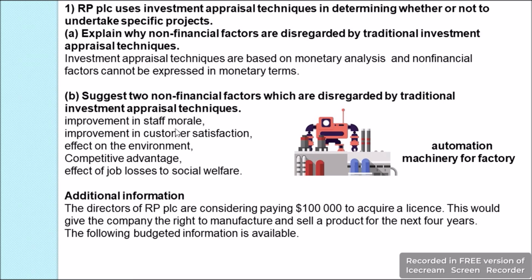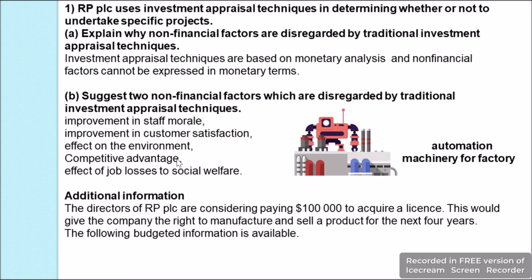However, employees usually resist change, which may lead to demotivation, which may not be regarded by means of traditional investment appraisal techniques. Next, the purchase of automated machinery can lead to improvement in customer satisfaction, as automated production leads to high quality products at low price. Yet it is a non-financial factor, hence not regarded by traditional investment appraisal techniques. The effect on the environment because of the automated machinery used for production may lead to a decrease or increase in pollution. Again, as this is a non-financial factor, it is not considered by traditional investment appraisal techniques.